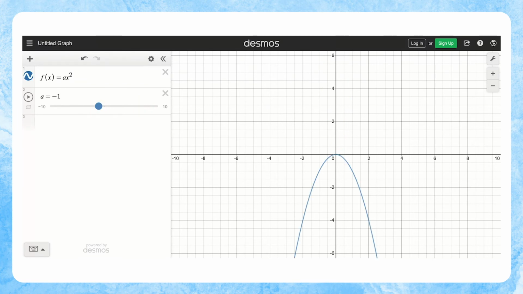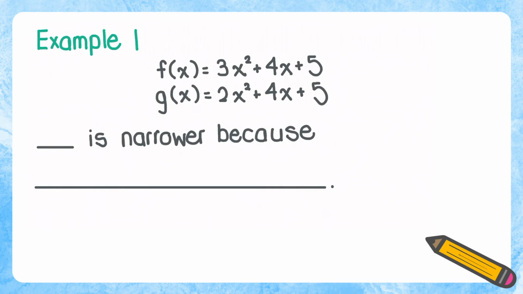This is the same for a negative a value. Just focusing on the number itself, notice that as the number increases, the graph becomes narrower. Let's compare these two functions. I have f of x equals 3x squared plus 4x plus 5. And I have g of x equals 2x squared plus 4x plus 5. Which graph is going to be more narrow?